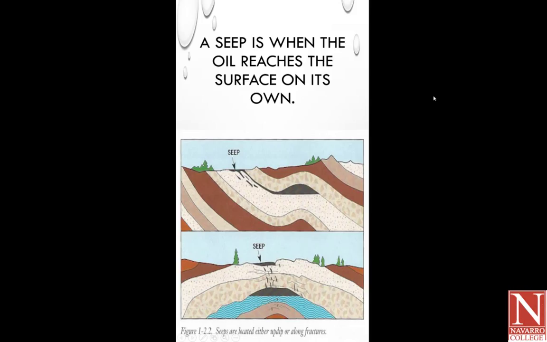A seep is when the oil reaches the surface on its own. You can think about maybe Jed Clampett or something like that. Jed Clampett was shooting for some food, and then he shot the ground and oil came up. So that's a seep. A seep is when you see the oil on the top of the surface without having to do anything. You just walk there and the ground is oily. That may be a good place to start digging for sure.